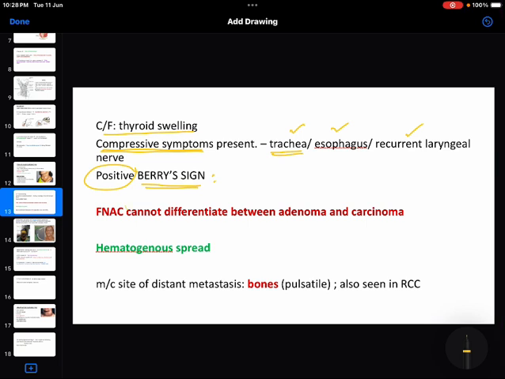On investigation, FNAC cannot differentiate between adenoma and carcinoma. So the treatment varies in case of follicular thyroid carcinoma. The spread is most commonly hematogenous rather than lymph node spread. Hematogenous spread goes to the bones. In the bones, it causes pulsatile swelling. This type of metastasis is also seen in renal cell carcinoma.